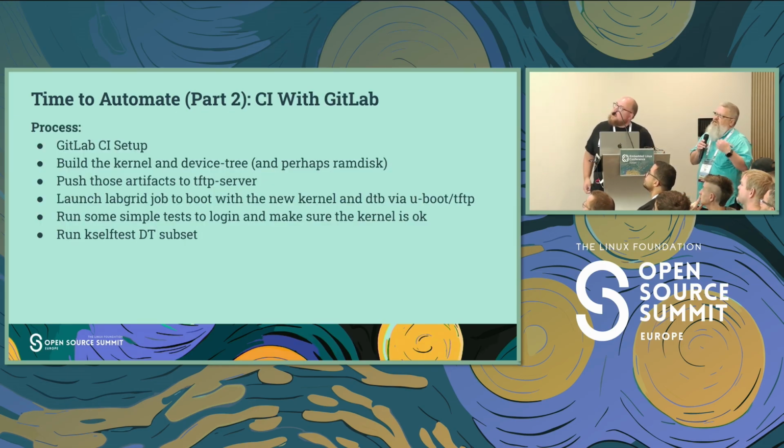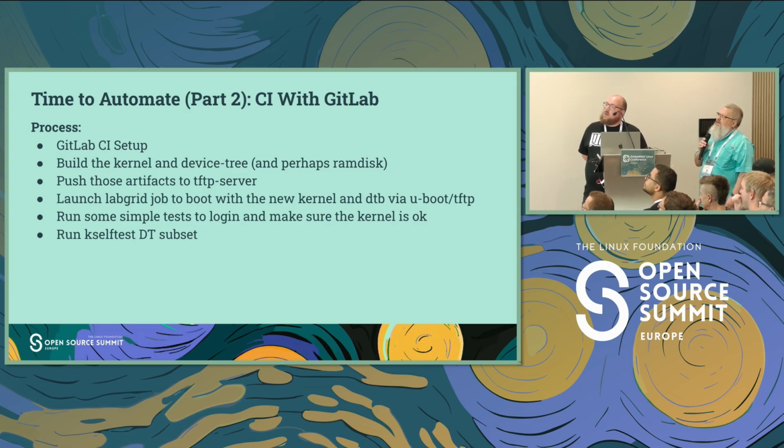So, what are we doing? We're trying to do a GitLab CI setup. We want to build the kernel and the device tree, maybe in a ramfs, ramdisk, right? We want to push that to a TFTP server. We want to launch Labgrid to boot that with the new kernel and the new DTB with U-boot TFTP. Run some really, really basic test cases. Make sure the kernel is okay. And then maybe we want to do something real, right? So my real test case right now is let's run kernel selftest, the device tree subset, right?